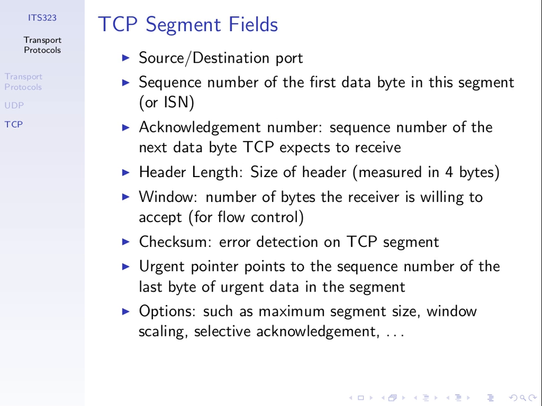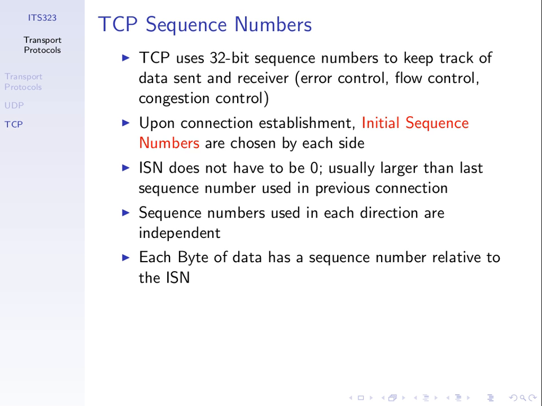What we got to last week was how to set up a connection. And we said that we have this three-way handshake, a SYN, a SYN-ACK, and an ACK. That is 3 TCP segments exchanged between the client and the server. And one purpose of this exchange is to synchronize the sequence numbers they're going to use for their data transfer. So TCP uses 32-bit sequence numbers, and it's used for different purposes, basically to keep track of the data that's been sent. We need that for error control, so that we know what data to retransmit.